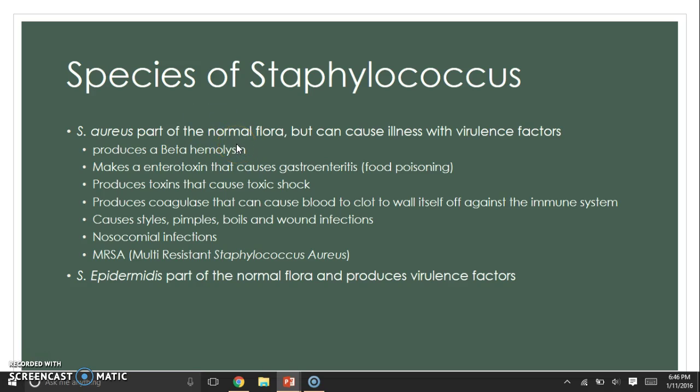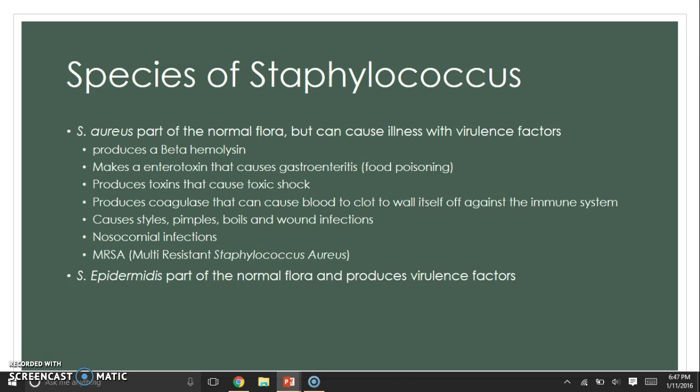So it does the complete clearing of a blood agar plate. Another one is that it makes the enterotoxin that causes gastroenteritis, which is food poisoning, so it can cause staphylococcal food poisoning and make you sick that way. It produces a toxin that causes toxic shock. It produces coagulase, so it can cause a blood clot, and this allows it to wall itself off against the immune system, because it's surrounded by a blood clot and the immune system can't get to it to kill it.